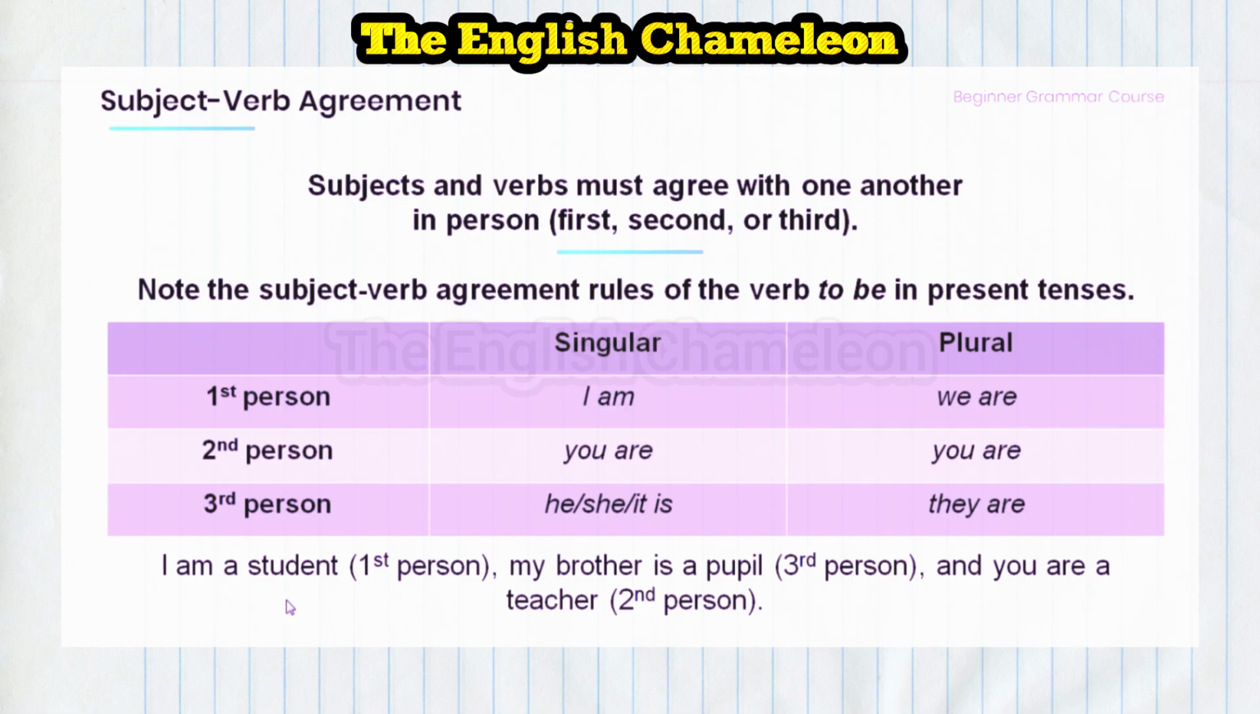Have a look at the example over here. I am a student. First person. My brother is a pupil. Third person, brother. And you are a teacher. Second person, you are.